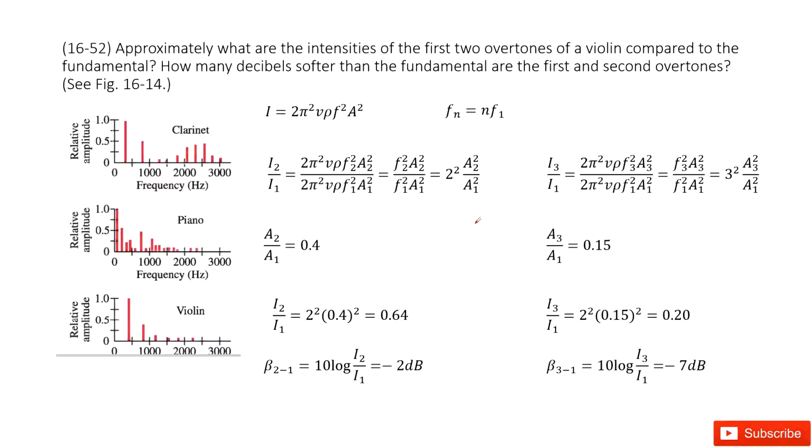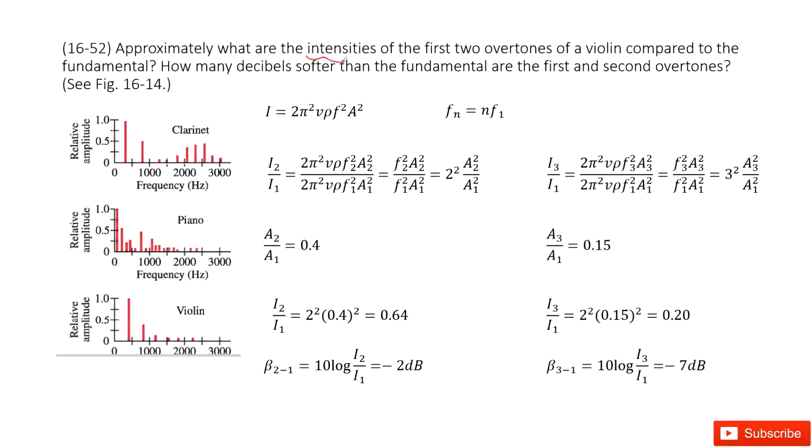Let's look at problem 52 in chapter 16. Chapter 16 is about sound waves. In this part, we need to determine the intensity of the first two overtones of the violin compared to the fundamental, and how many decibels of sound level difference there are between the fundamental and the first and second overtones. This is the problem, and this picture is given.